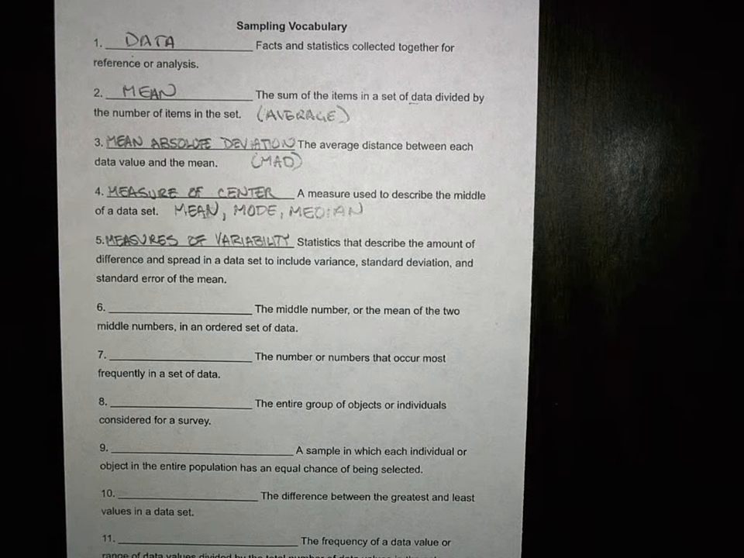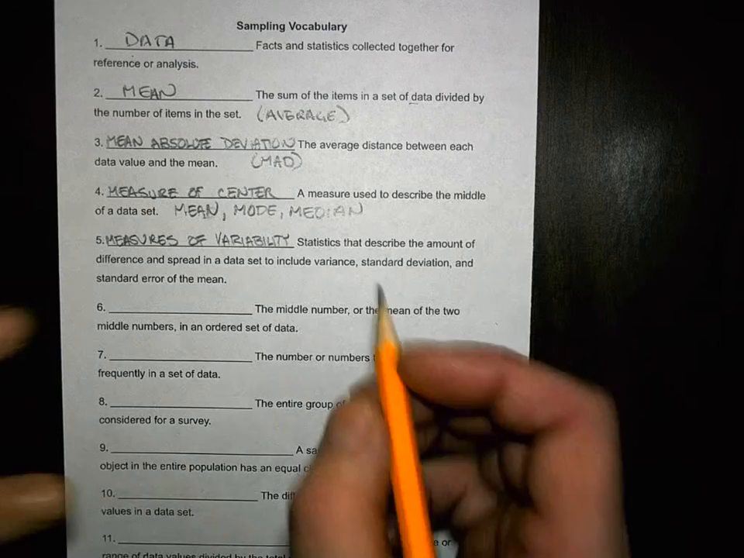Say that 5 times fast. So we've already talked about one of the measures of variability. It's that thing that tells us how much the data differs. What did we use to find a measure of variability? We divided. What was it called? The mean absolute deviation. MAD.